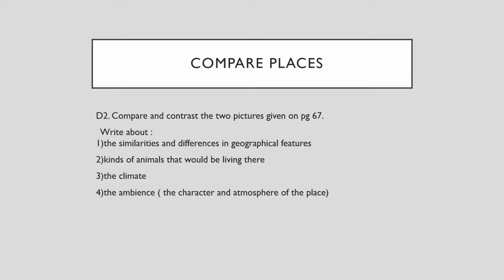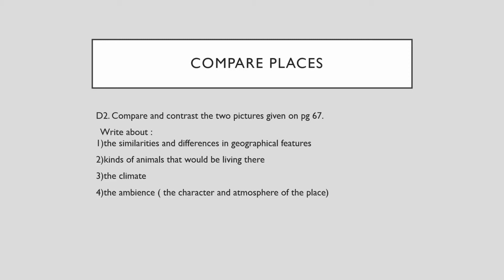Now the second activity, which is given on page 67 in our book, is compare places. Now on page 67, you have got 2 pictures. Please look at those pictures carefully. You can see that the first picture has a sea and a beach and some mountains and clouds, etc. But primarily it has sea and beach. Then in the second picture, you have a dry place with just a dry tree standing and sand all around.